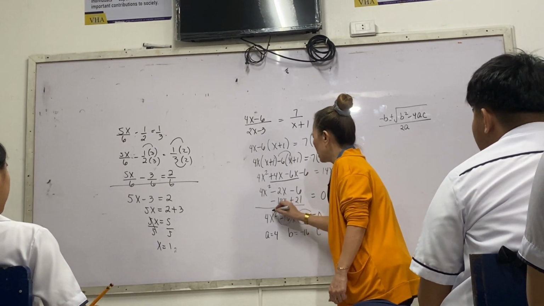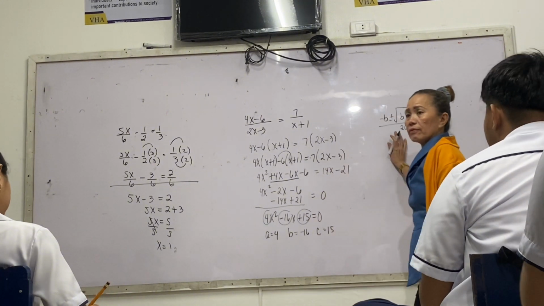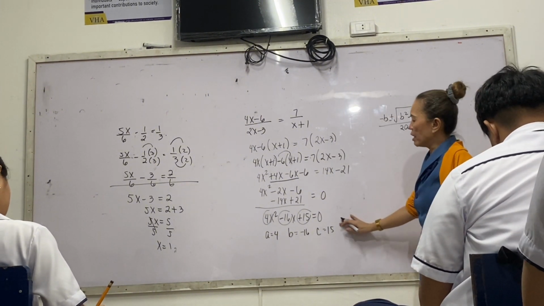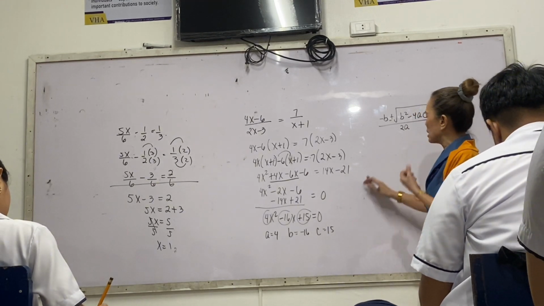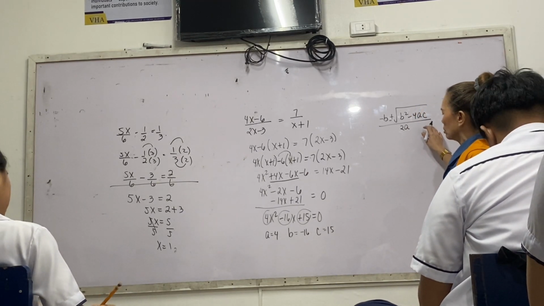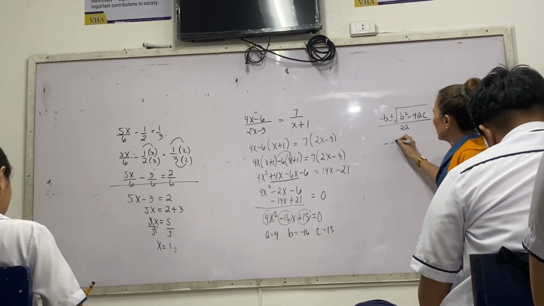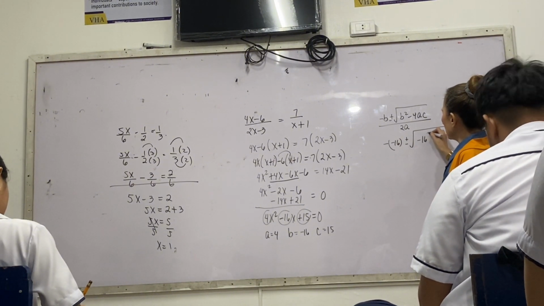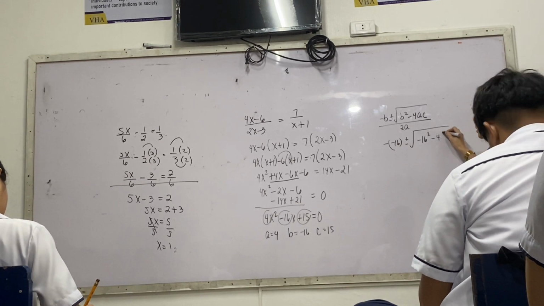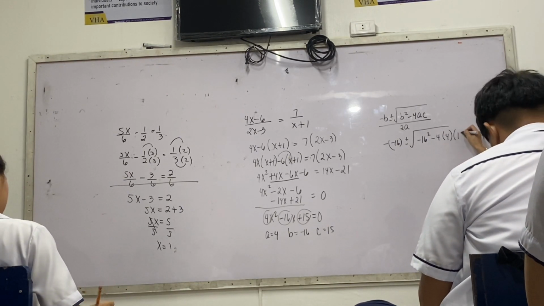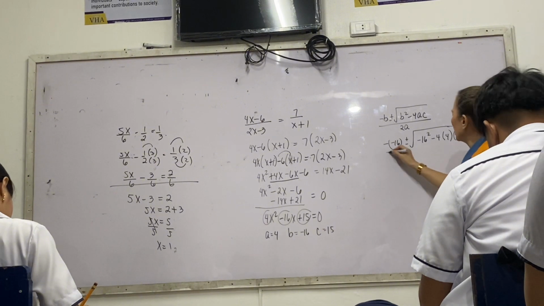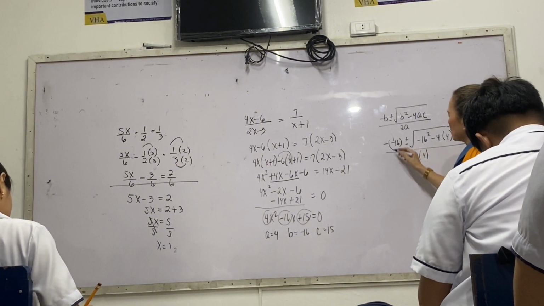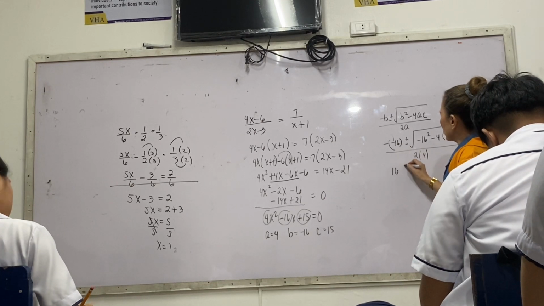Are you familiar with this quadratic formula? Familiar po ba kayo dito? Okay. So after po finding the value of A, B, and C, perform po natin siya dito. So we have negative 16 plus minus the square root of negative 16 squared minus 4AC all over 2A. So we have negative times negative, positive 16.